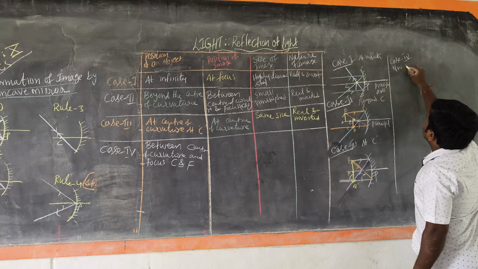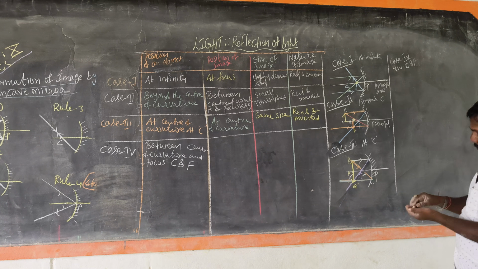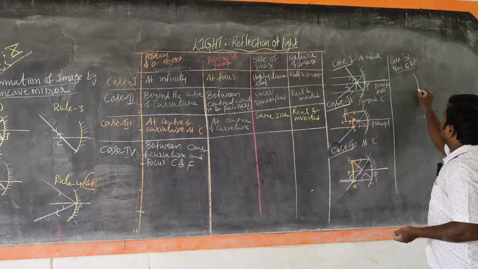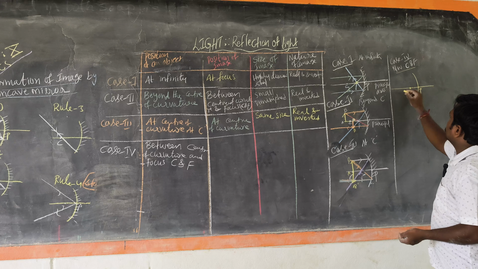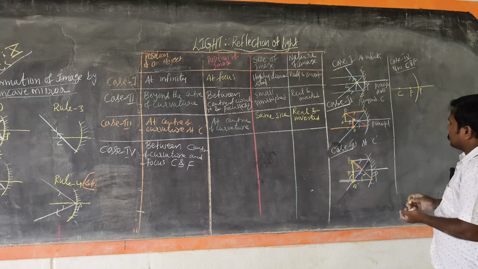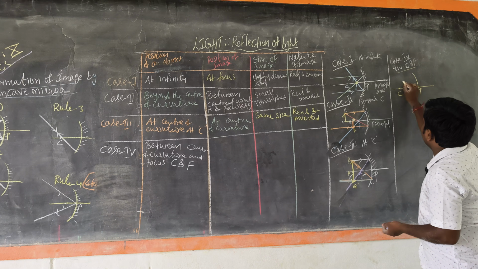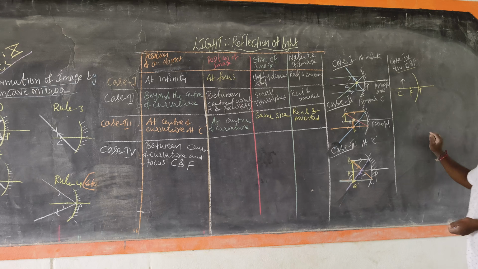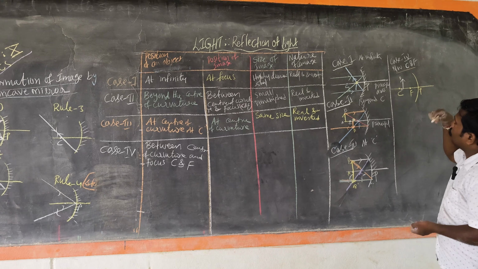Between C and F. Concave mirror, principal axis, pole. Then let us consider the focus and center of curvature. Now the object is placed in between the center of curvature and focus. So A, B and R1.